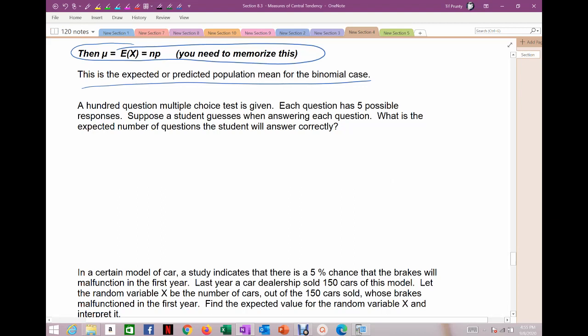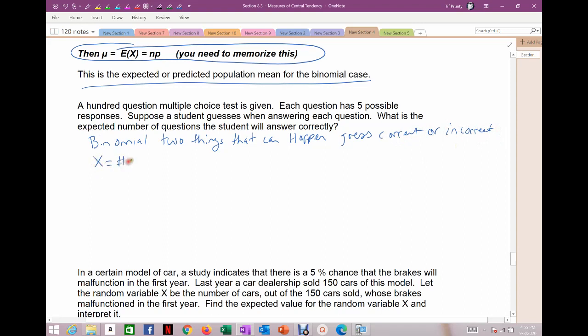The first example is, suppose on a 100-question multiple choice test, each question had 5 possible responses. A student guesses on each question. What's the expected number of questions the student will answer correctly? First of all, you have to recognize a binomial. There's only two things that can happen. They guess it right, success, or they guess it incorrect. That's it. And there's a chance they guess it correct, and there's the chance they guess it incorrect.